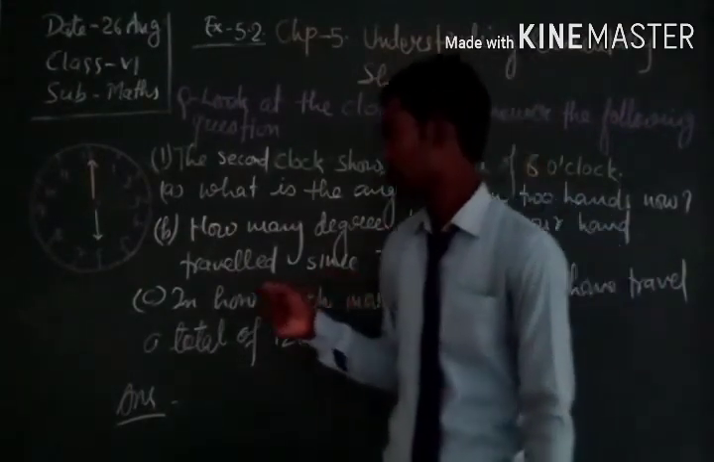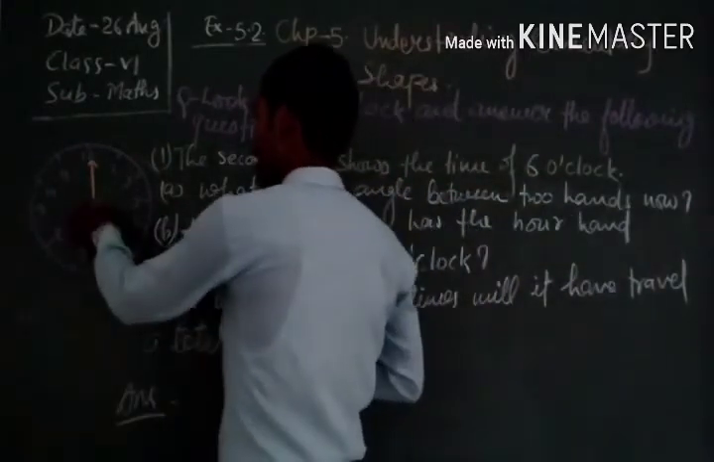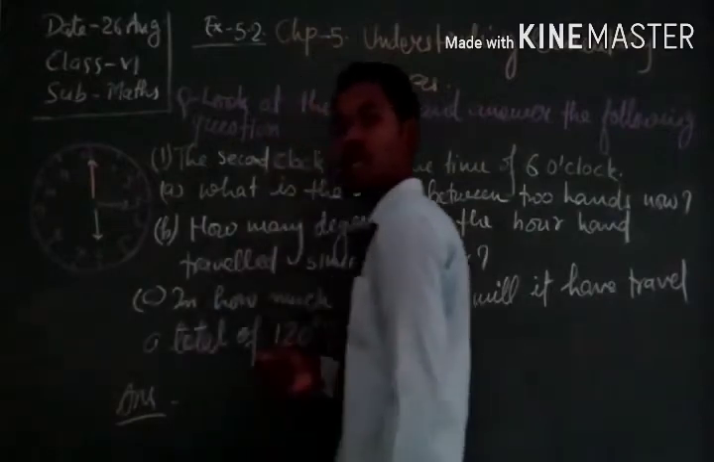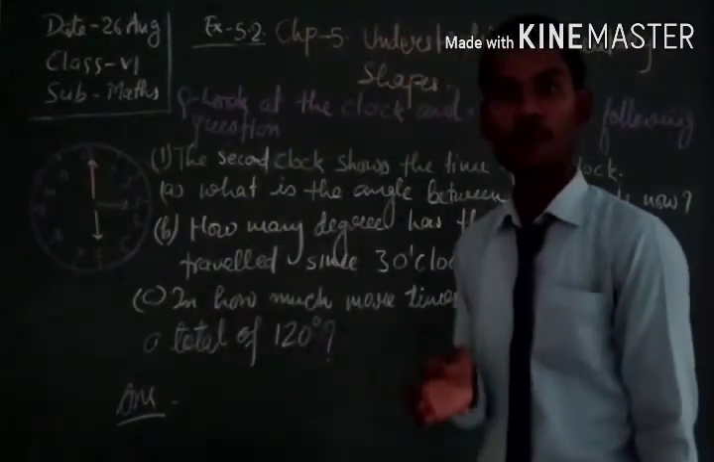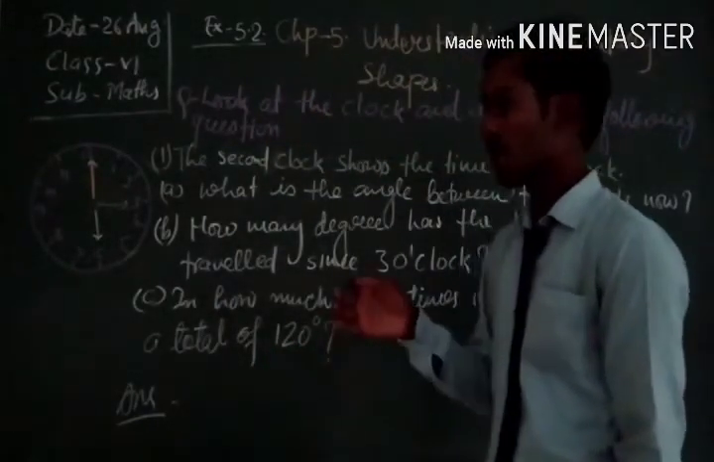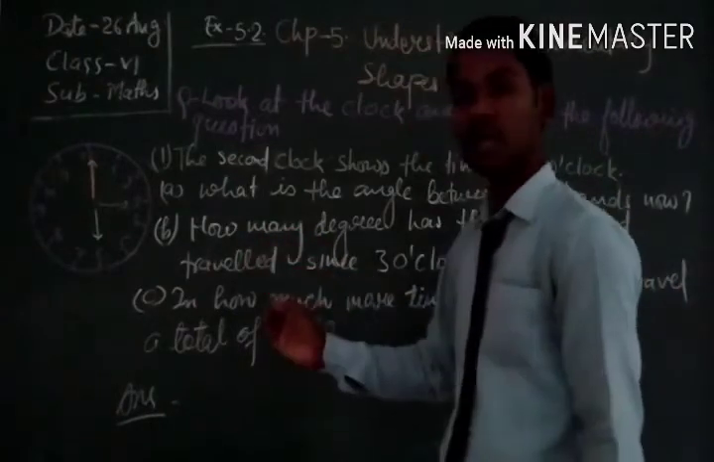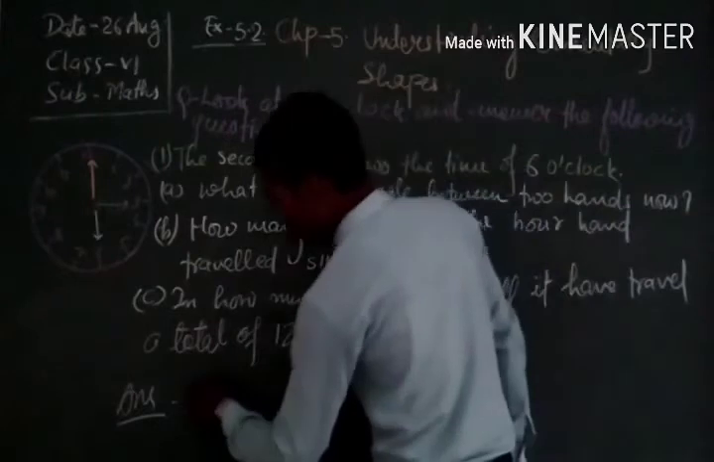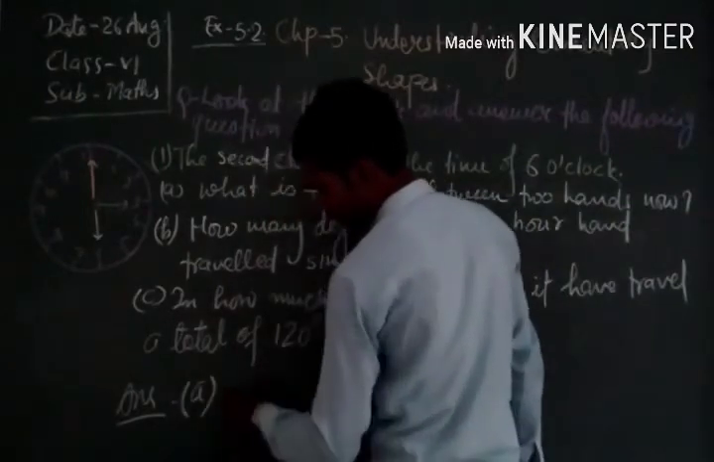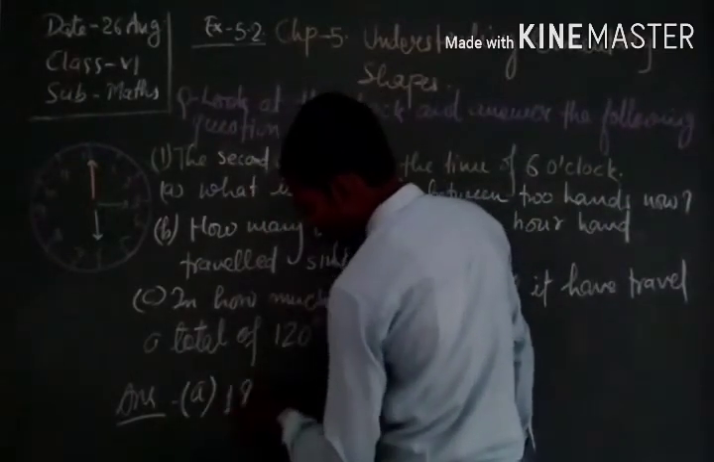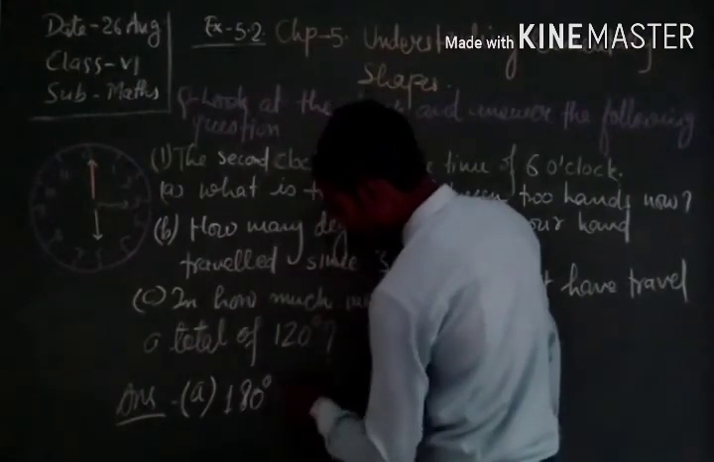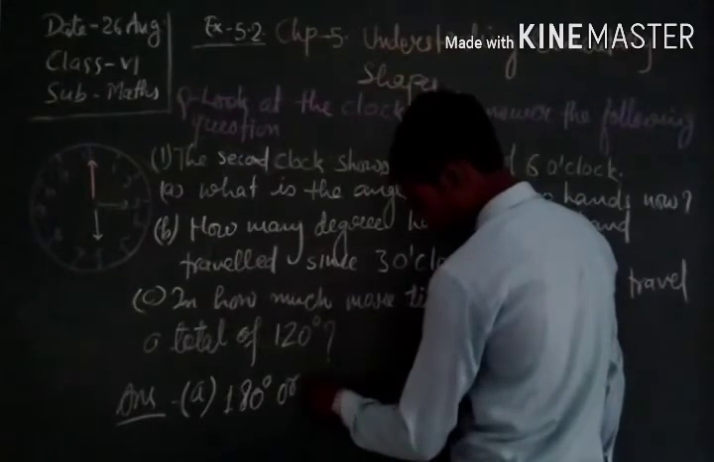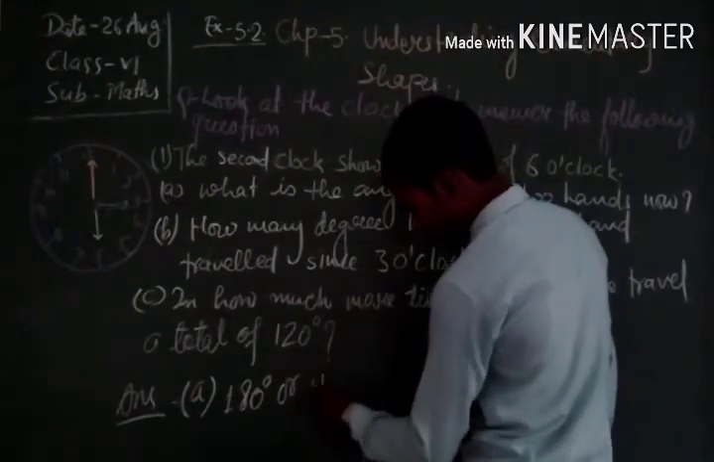Then in this case we get 90 plus 90, that means the angle formed between the two hands is 90 degrees plus 90 degrees, that is 180 degrees. So our answer for the first question is 180 degrees or straight angle.